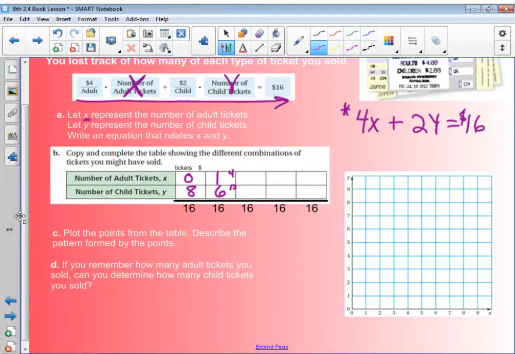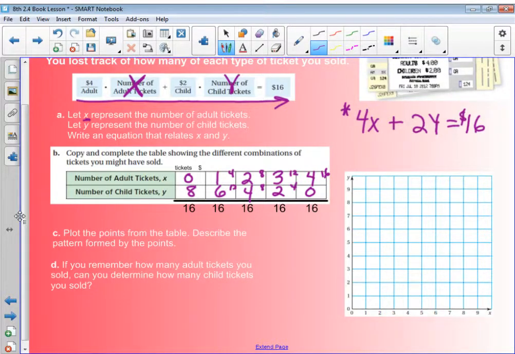Okay, so maybe we do 2 adult tickets, which 2 times 4 would give us $8 spent, which is going to leave me with $8 left to spend on the child tickets. So 8 divided by $2 would give me 4 tickets that I could buy for the child tickets. Maybe we would buy 3 adult tickets, which 3 times 4 is $12. So that leaves me with $4 left over. And I can buy 2 child tickets with that. And then maybe I buy 4 adult tickets, which is $16. That means I don't have any money left over to buy any child tickets. So there's all of our possible combinations.